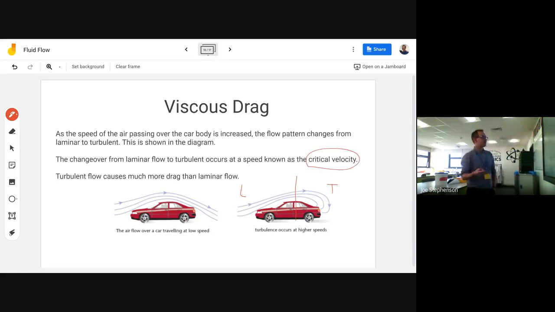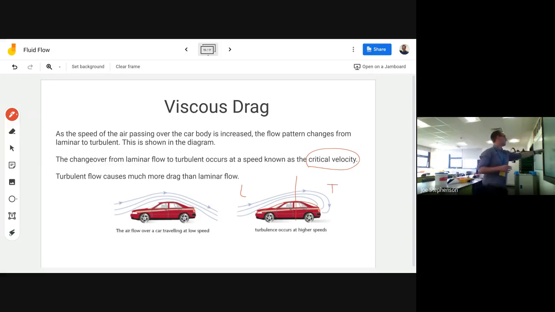Now, critical velocity is going to be very dependent on the object we're talking about. If we're talking about a really box-shaped vehicle, like a big boxy van or a lorry, that critical velocity is going to be much, much lower than if we're talking about a Formula One car. If your car is really smooth like that, then the air is going to pass over much smoother without going into turbulence.